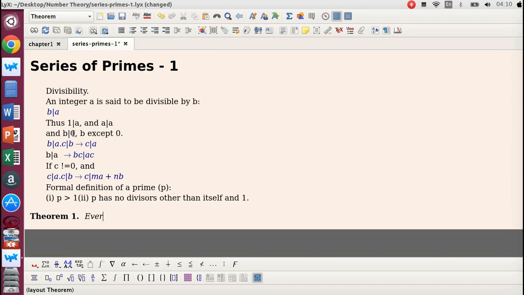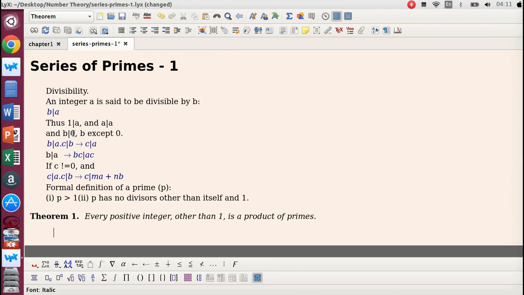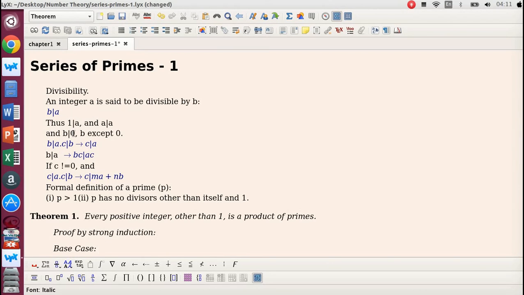So theorem 1: every positive integer other than 1 is a product of primes. And this is really easy, and we'll prove that by induction. Okay, so proof by strong induction, to be specific, but it doesn't matter. So our base case is, of course, not 1, so the first integer after 1 is just 2, so P(2), and in the case of P(2), well, 2 is a prime, so it's true, since 2 is a product of 1 prime, which is itself.